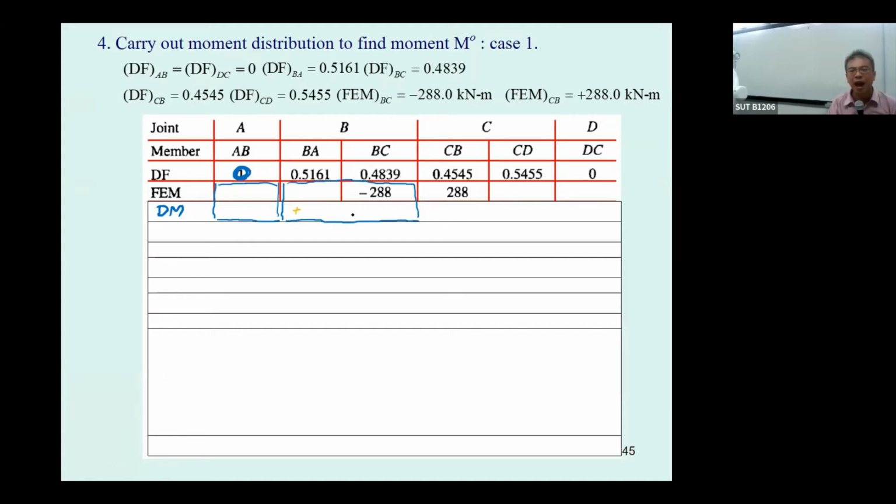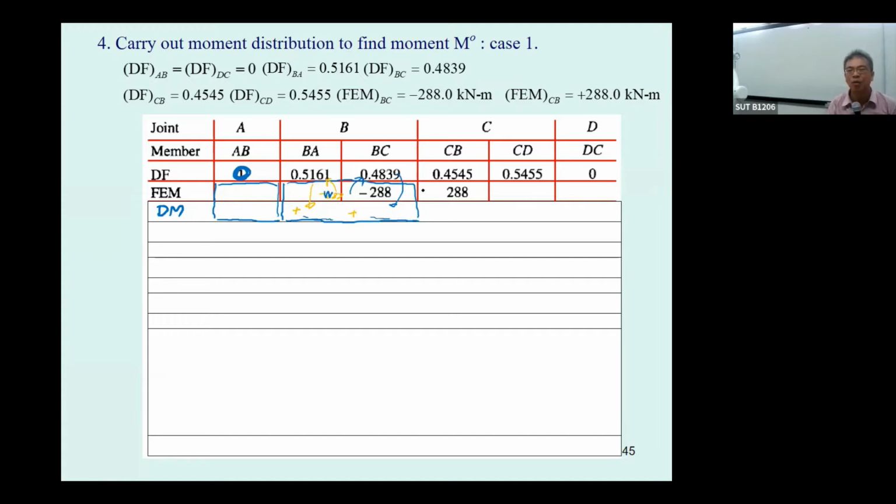288. And the positive 288 comes from the stiffness of each member. Take 288 times the distribution factor, you get this one. You take another one, you get this one, and then when you get these two, this guy is just gone. I will show this later.